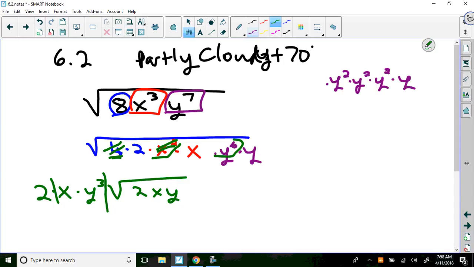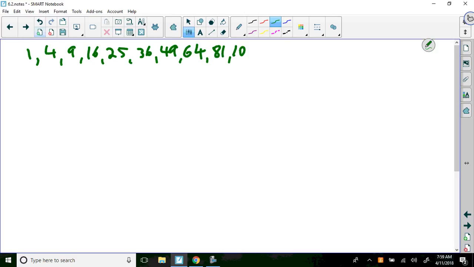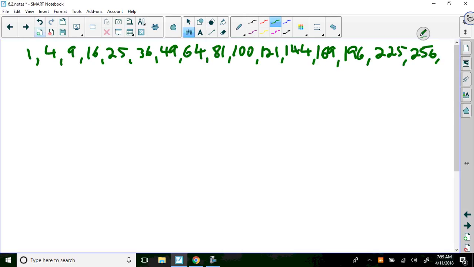So what's going to make this more difficult is chapter 6, section 1. The title wasn't square roots. It was square roots and other roots, right? So if you missed 6.1, we said it's probably a good idea to know your first 20 perfect squares: 1, 4, 9, 16, 25, 36, 49, 64, 81, 100, 121, 144, 1 something. You said it. 196, 225, 256. That gets us up to 16.